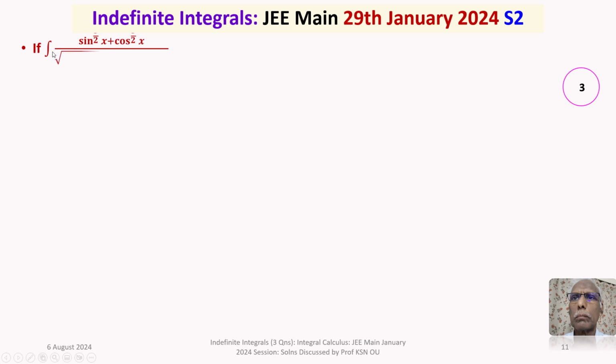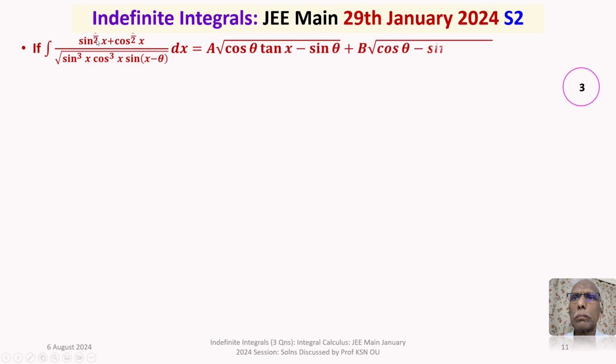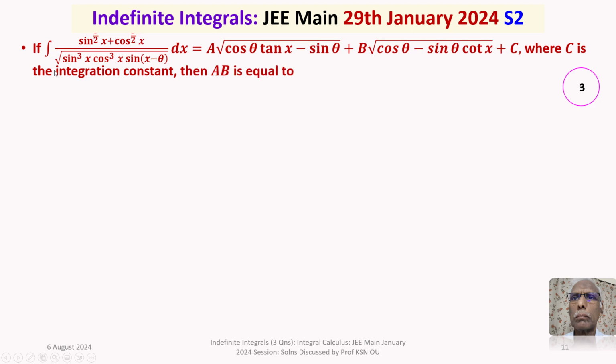If the integral of (sin to the power of 3 by 2 x plus cos to the power of 3 by 2 x) by under the square root of sin cube x cos cube x into sine of (x minus theta) dx is given to be capital A times under the square root of (cos theta tan x minus sin theta) plus capital B times under the square root of (cos theta minus sin theta cot x) plus c, where c is the constant of integration, we are required to find the value of AB. Right. We are given 4 options.